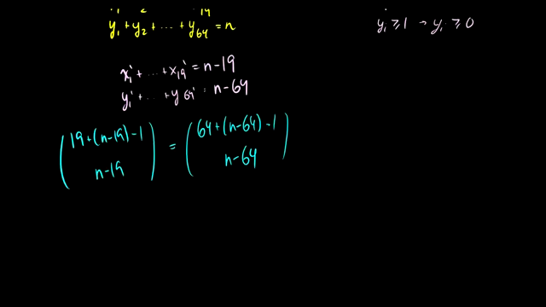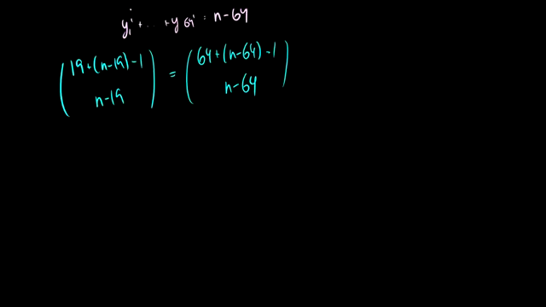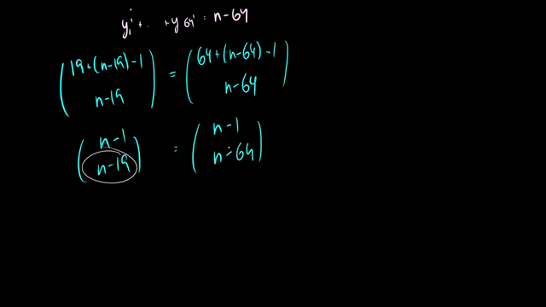Okay, let's do some simplification here. So the 19 and minus 19 will cancel, so we're going to be left with n minus 1, choose n minus 19, and then on the right side, the 64s will cancel, so we'll have n minus 1, choose n minus 64. Okay, so now these two have to have the same number of solutions.